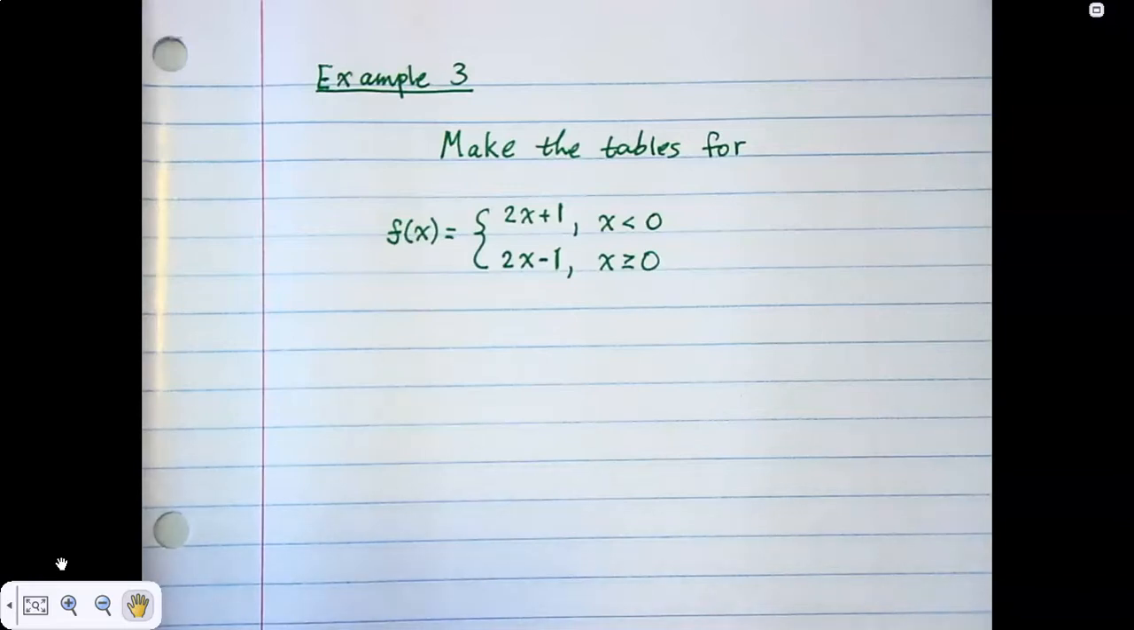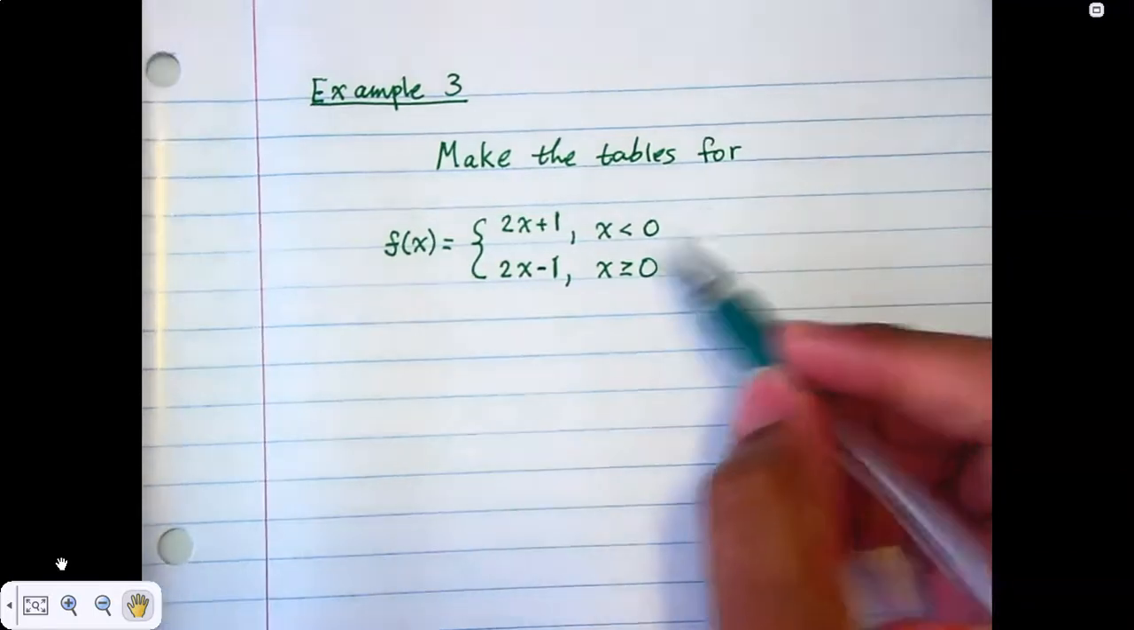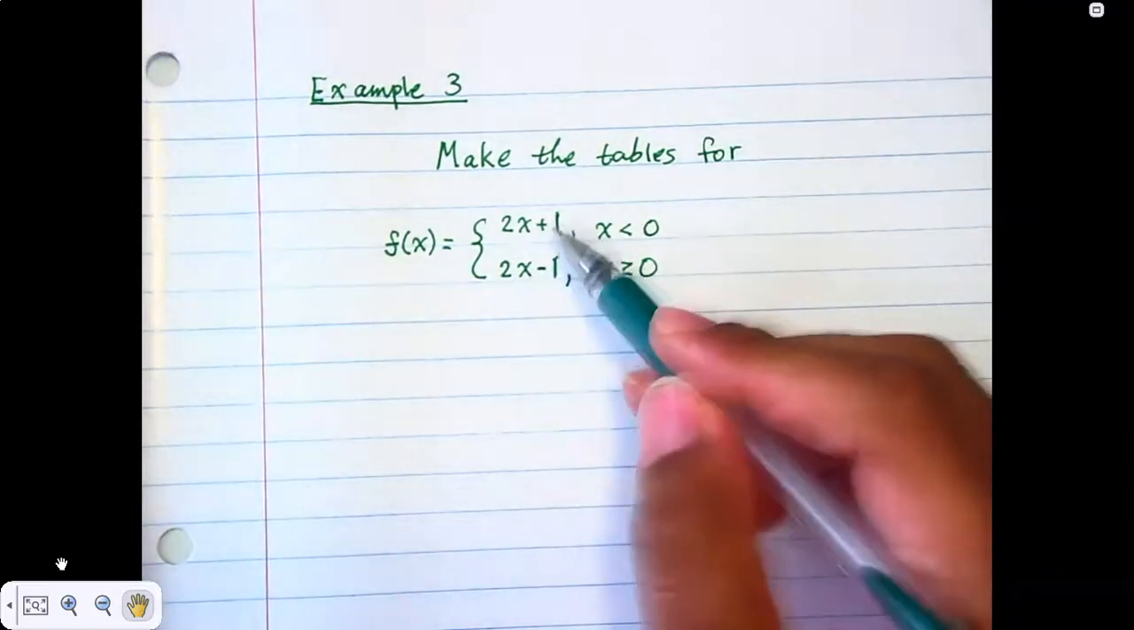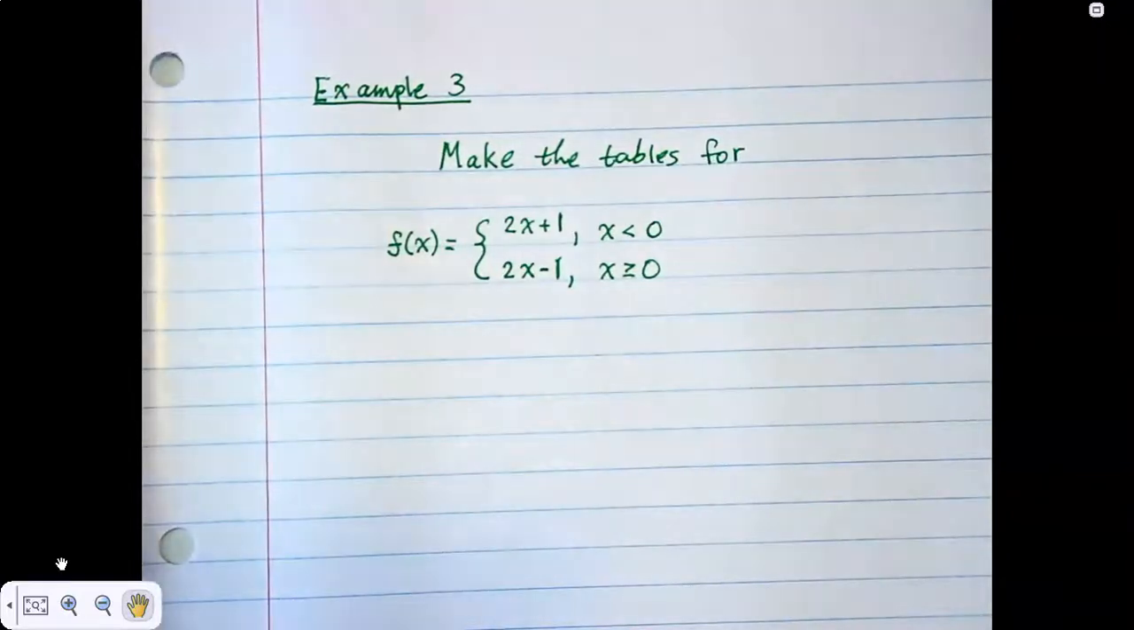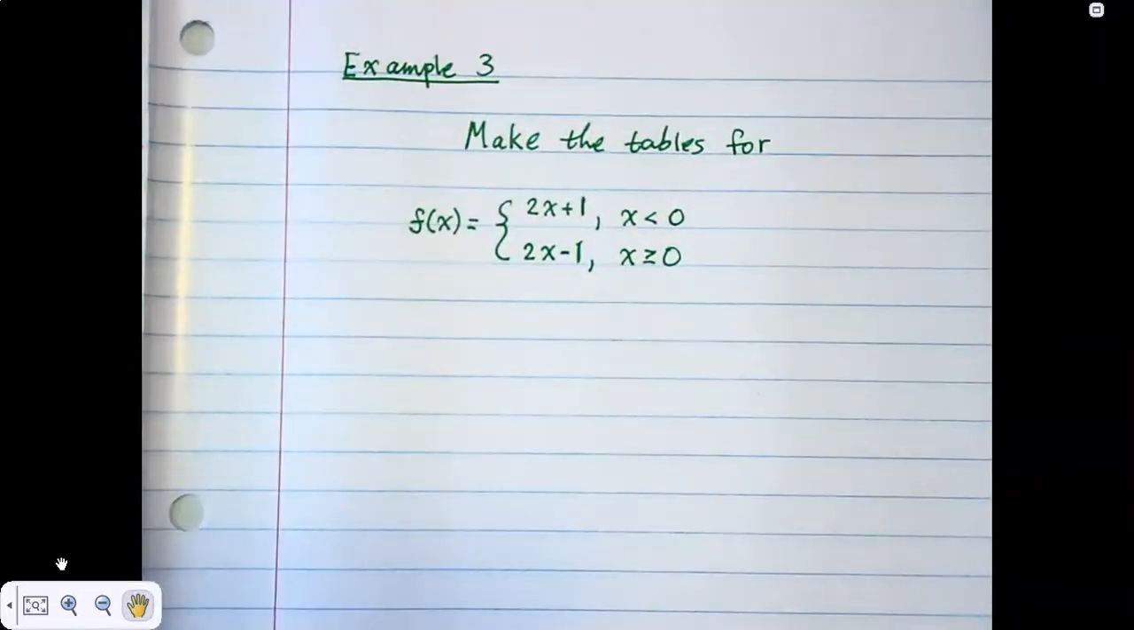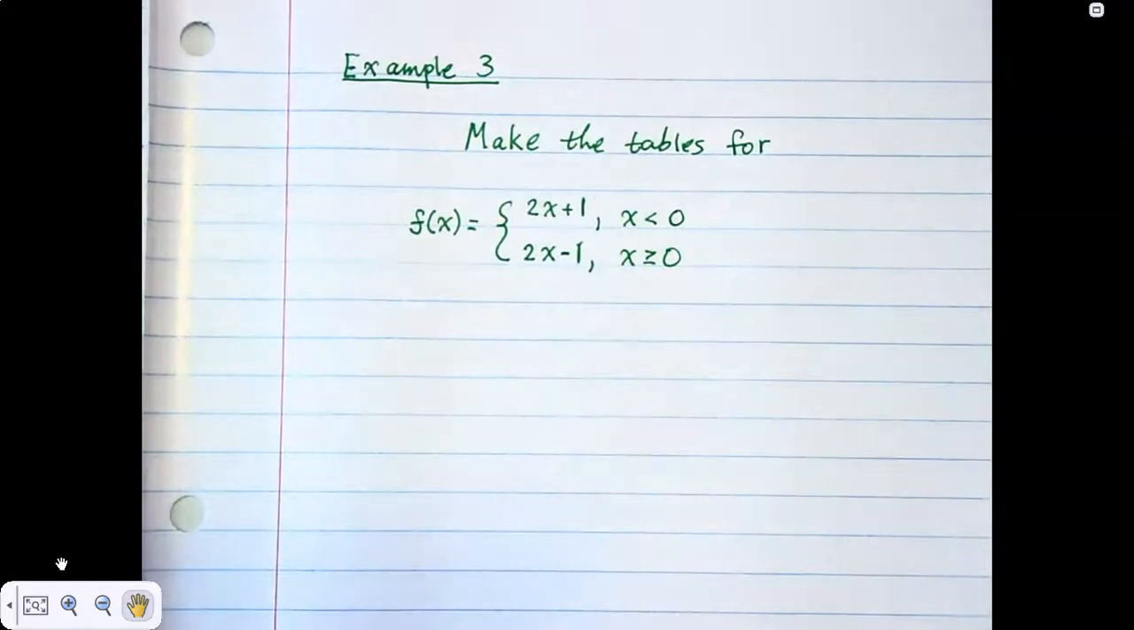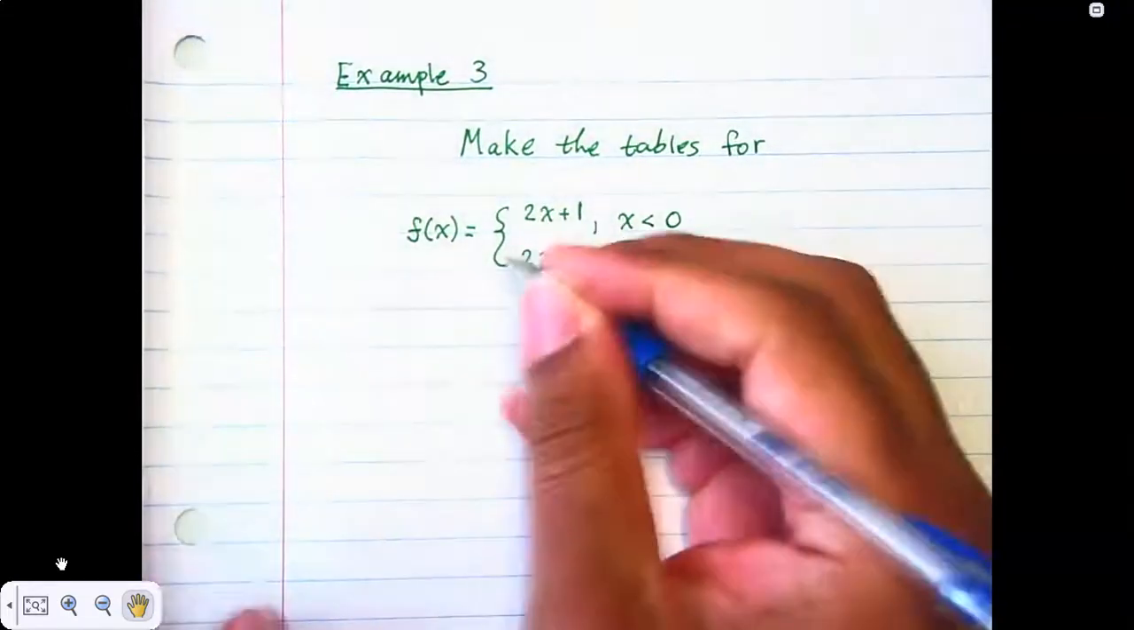All right, so we're going to make tables from this piecewise function of 2x plus 1 when x is less than 0, and then 2x minus 1 when x is greater than or equal to 0. As we're working on this, we have to remember that however many equations there are here is how many tables you have to make. So here, we're going to make a table for the first one, make a table for the second one. I'm going to color coordinate it so we can keep up with what's going on.